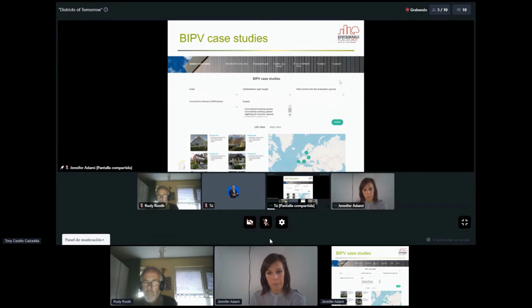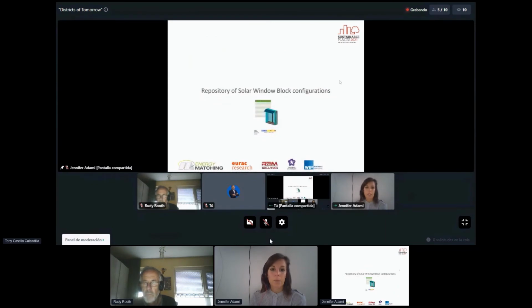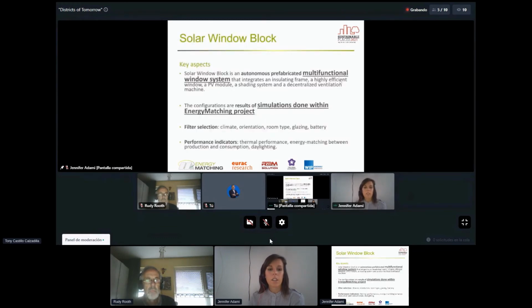Going on, there is the repository of solar window block configuration. First of all, the solar window block is an autonomous prefabricated multifunctional window system that integrates an insulating frame, a highly efficient window, a PV module, a shading system, and a decentralized ventilation machine. In this case, this section could not be further populated because it collects just results of simulation already done within the energy matching project. So no more simulation can be done, just the results are available.